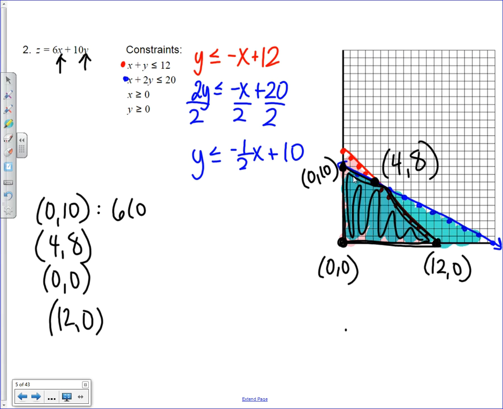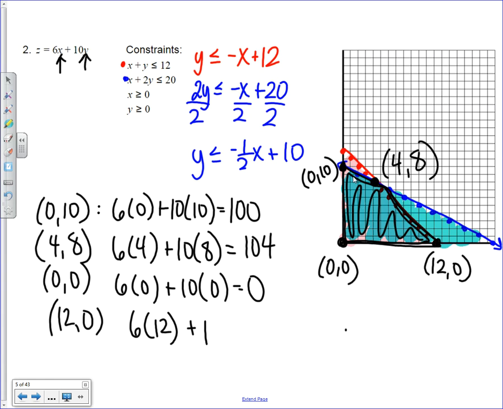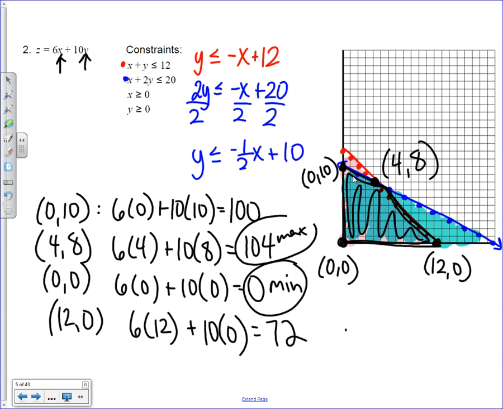I have 6 times 0 plus 10 times 10, and that'll be 100. I have 6 times 4 plus 10 times 8, which will be 104. I have 6 times 0 plus 10 times 0, which is obviously just 0. And I have 6 times 12 plus 10 times 0, and that will be 72. So it looks like 0 is my min, and 104 is my max.